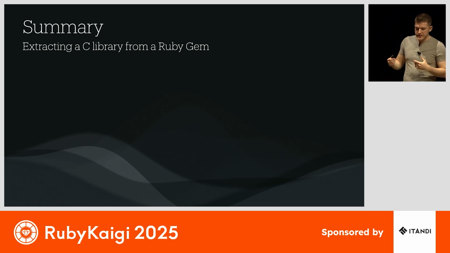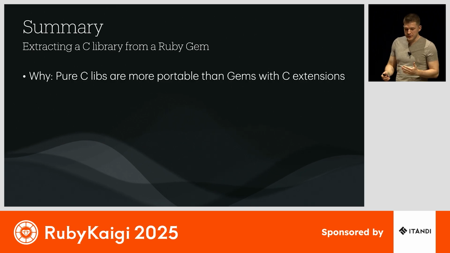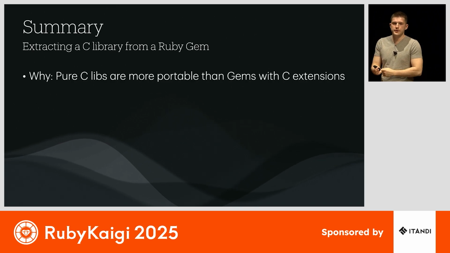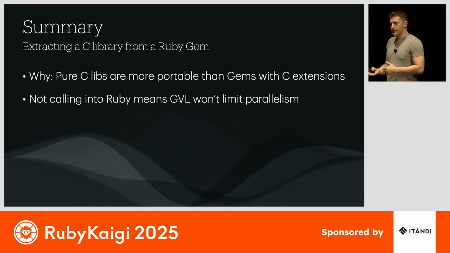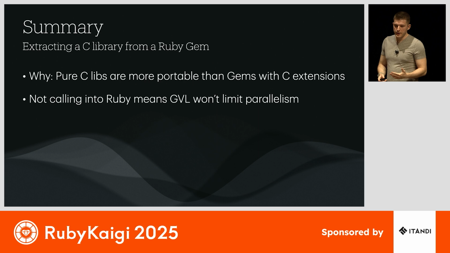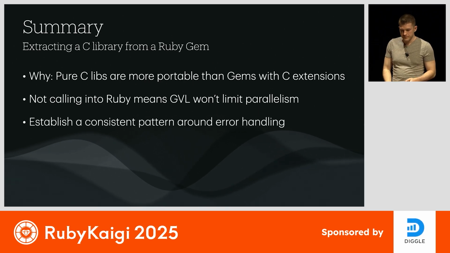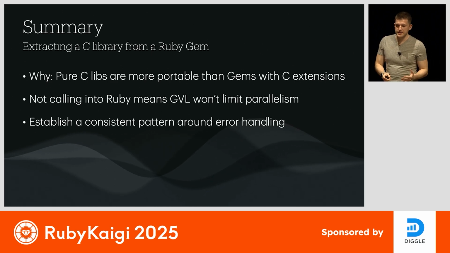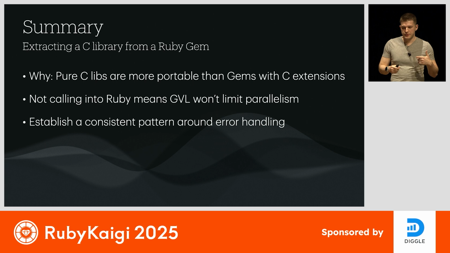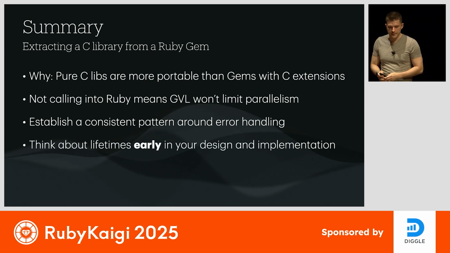So in summary, what's the big deal about extracting a C library from a Ruby gem? Why would I want to do it? Well, pure C libraries are just more portable than Ruby gems that contain C extensions. Because we're not calling Ruby anymore, we don't have to worry about the global VM lock, and we could just use any kind of threading that we want without being limited by it. I would recommend that you establish a consistent pattern around error handling early on in the process. Like I showed, it's going to mean that, for example, your functions return booleans, and that's going to impact your API design, and it's pretty hard to retrofit that once you've already built up a big system.